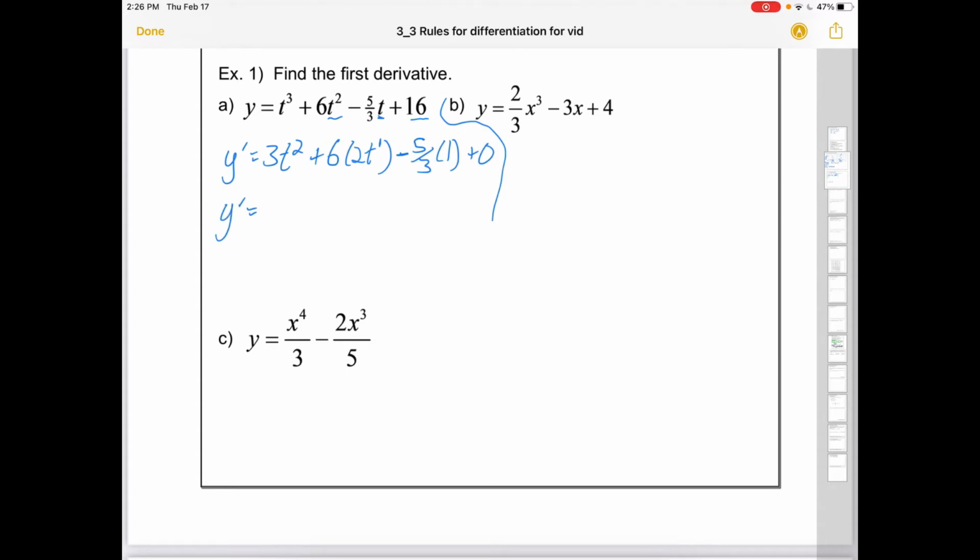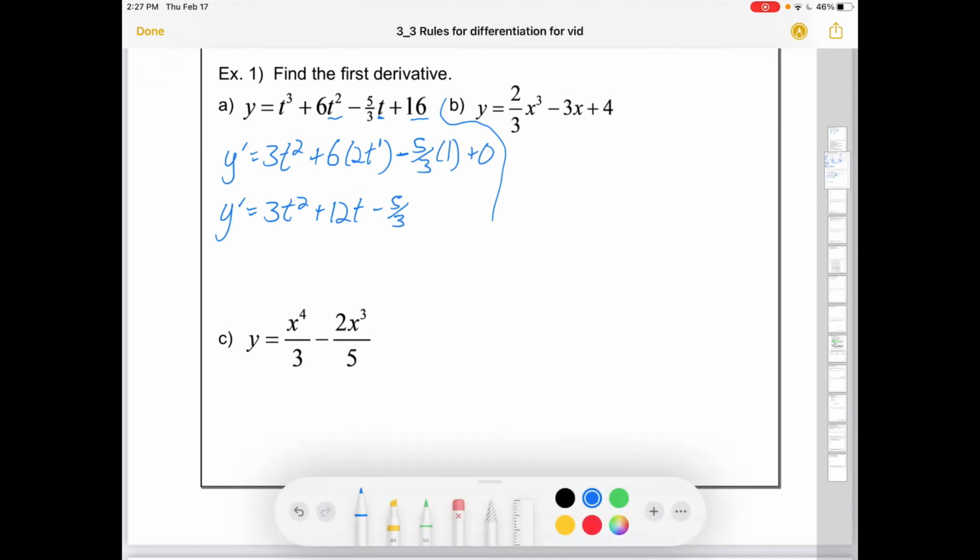Lastly, we can just clean up. We get 3t squared plus 12t minus 5/3. Pretty slick. We'll do another one.